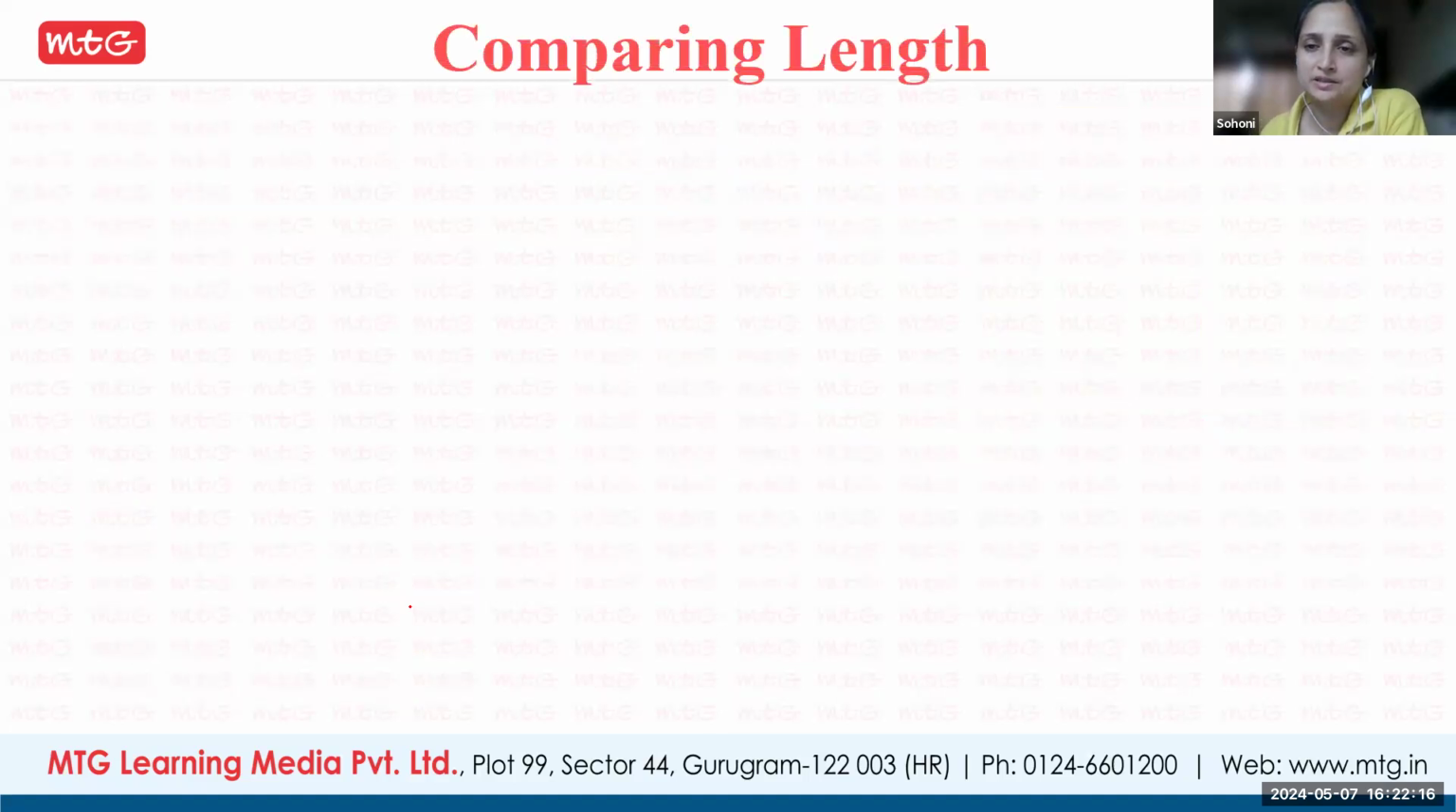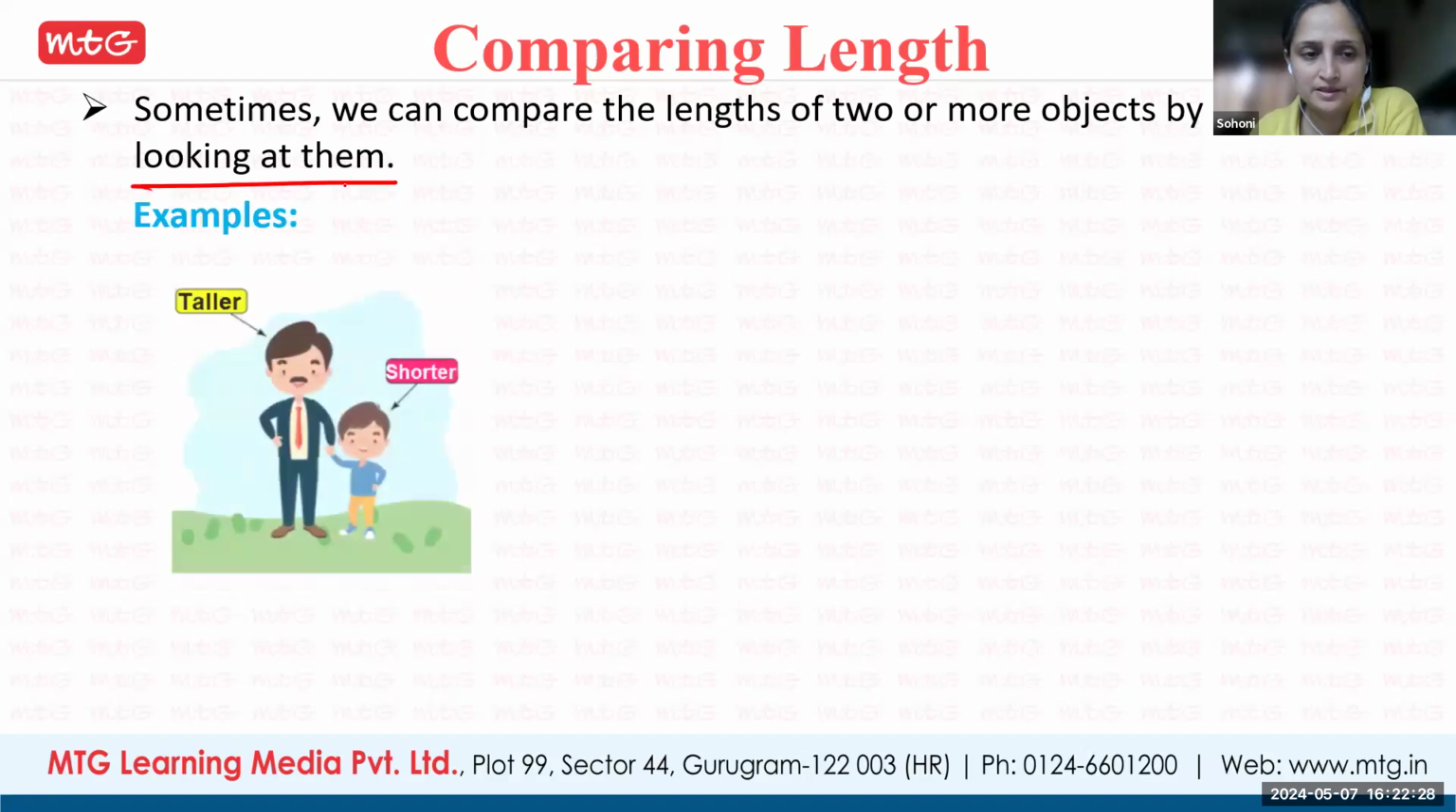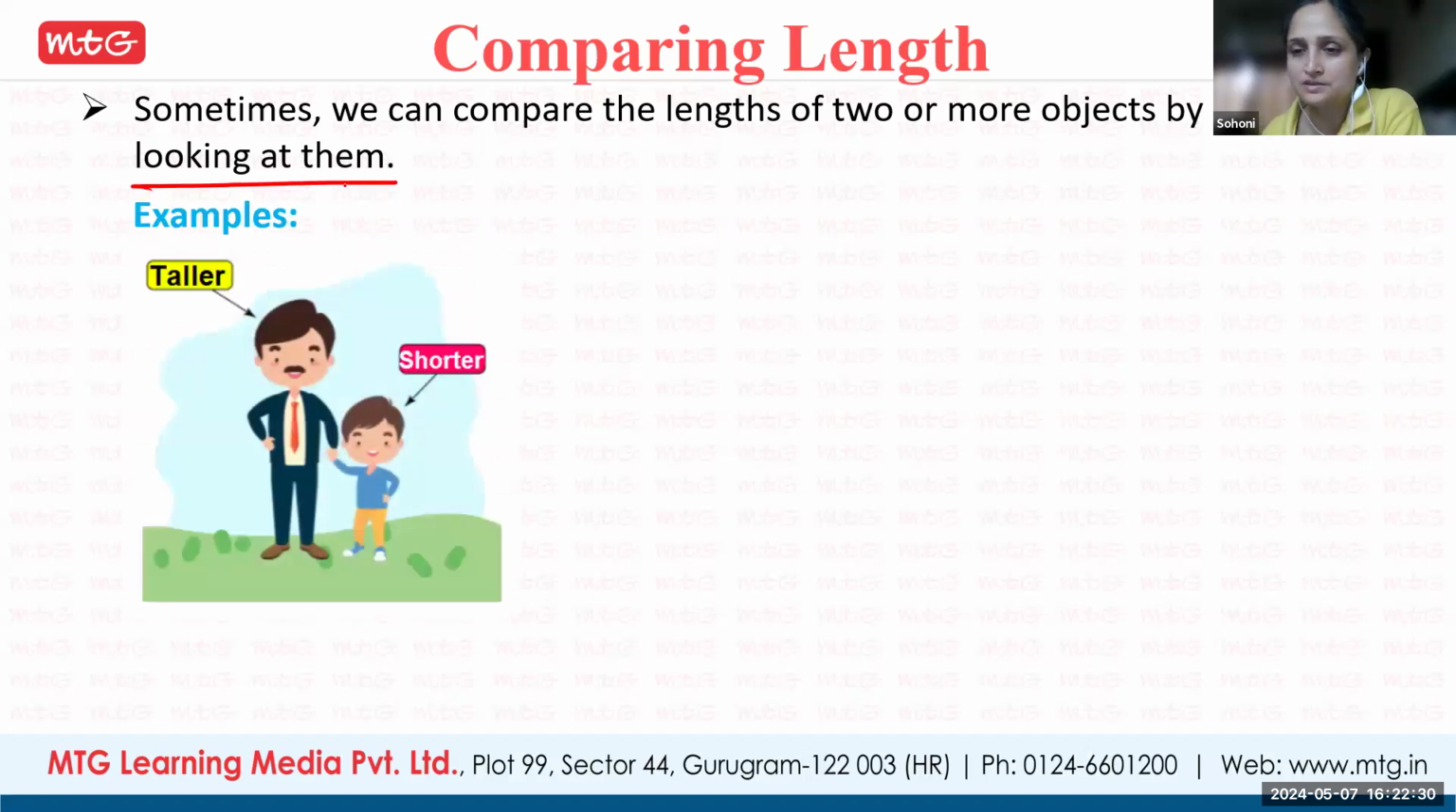Now comparing length. How do we compare length? Sometimes we can compare the lengths of two or more objects by simply looking at them. Like father and son. Just looking at them, we can say that the father is taller and the son is shorter, because it's very clear that the son is shorter than the father.